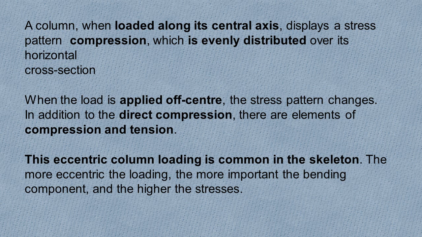A column, when loaded along its central axis, displays a stress pattern of compression which is evenly distributed over its horizontal cross section. When the load is applied off center, the stress pattern changes. In addition to the direct compression, there are elements of compression and tension. This eccentric column loading is common in the skeleton.